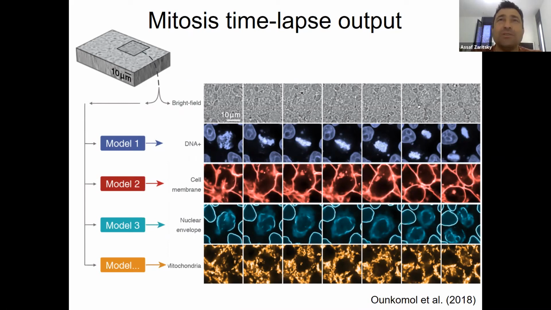But in this example, you have a quantitative measure that tells you how well it works, because you have the fluorescent images of these bright field images. In this case, they don't show it; they show just the bright field and the fluorescent channels. But you could, in principle, label DNA now and show that the timing of the division is captured properly.